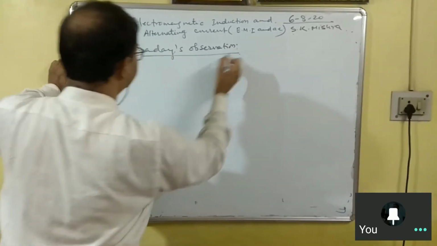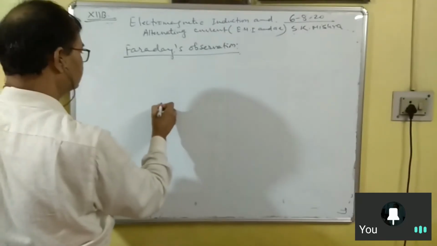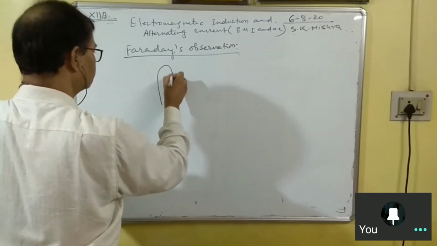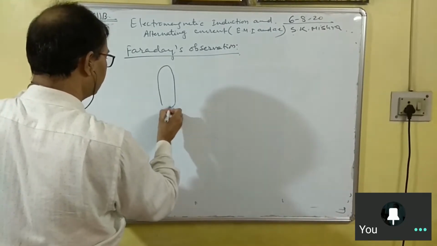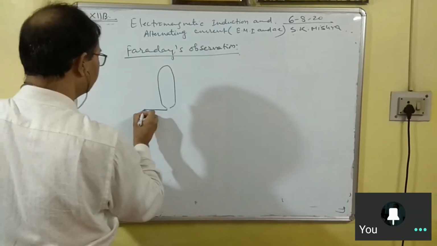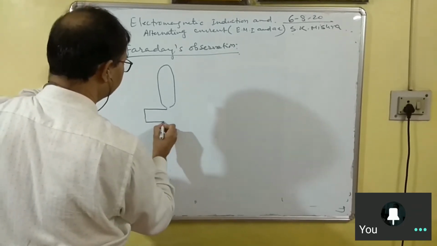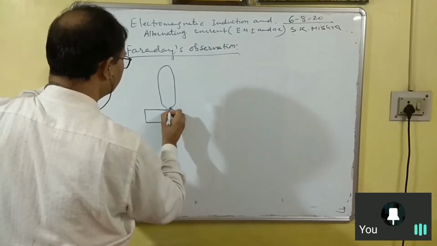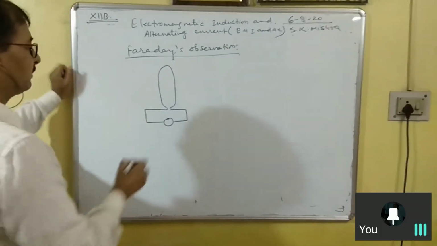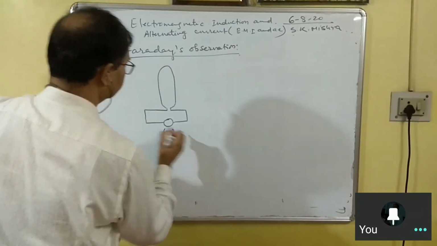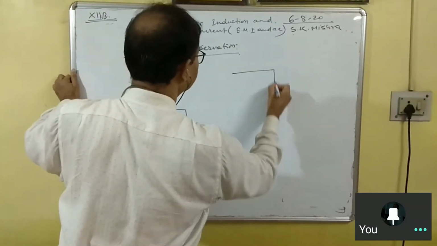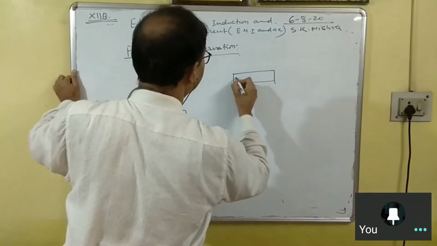So what Faraday did, he just took a coil, and a galvanometer is connected across two terminals of the coil, like this. This is a galvanometer, and a bar magnet, north-south.